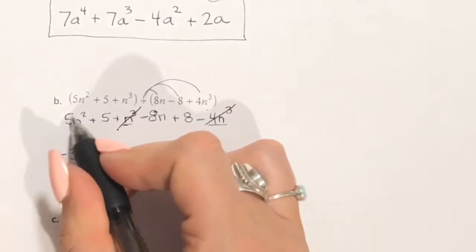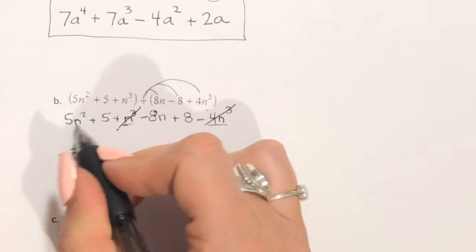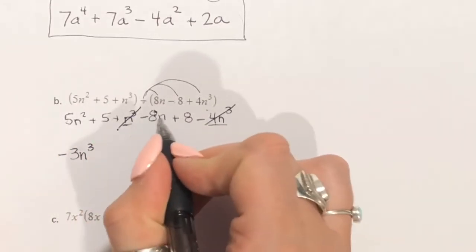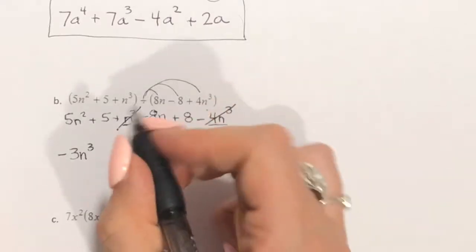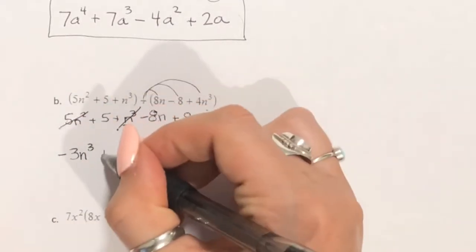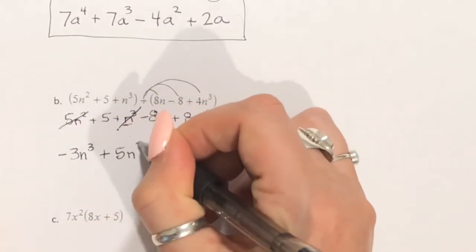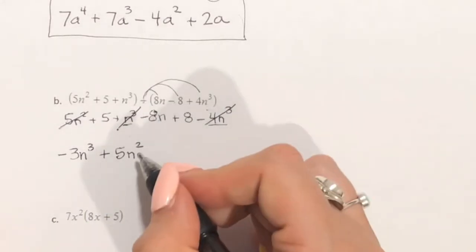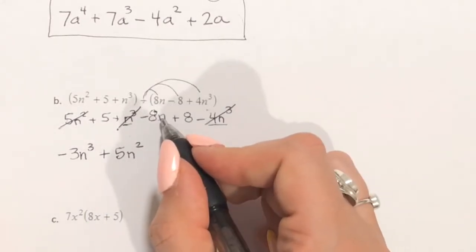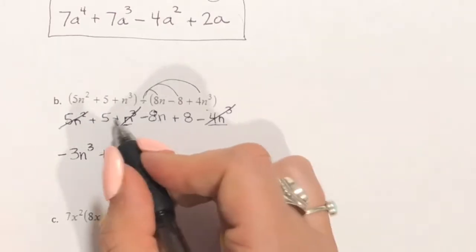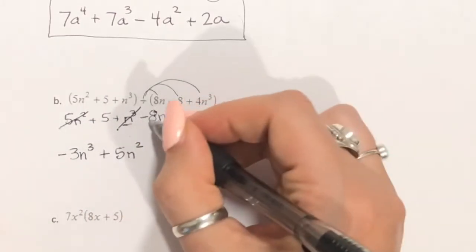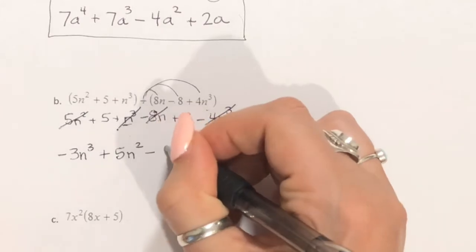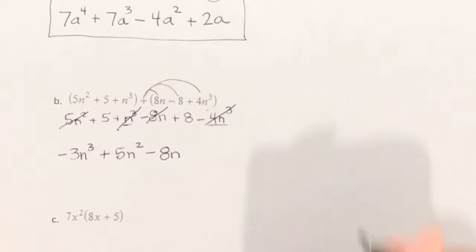So let's do our degree 2's now. I have a 5n squared, but looking through, there's no other n squareds. So this 5n squared is just going to stay a 5n squared. And since it was positive, we're going to add it. The next degree would just be an n, or an n to the power of 1. But same thing, there's no other n's to compare or combine. So we're going to just keep that as a minus 8n.